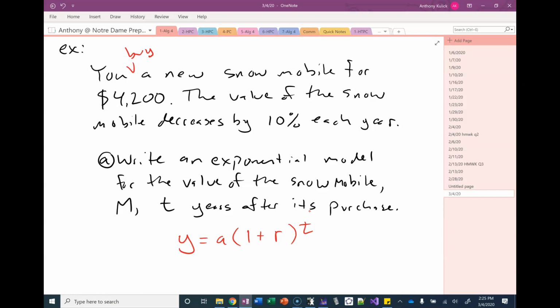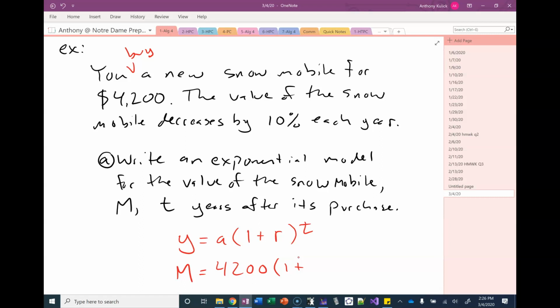What are we going to put in for Y? M. Good. That's the future value of the snowmobile. What's A? Present value. 4,200, the present value of the snowmobile. Very good. AKA the purchase price, right? What are we going to put in for R?